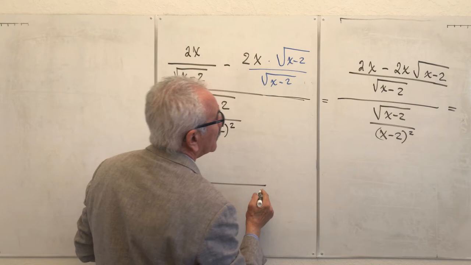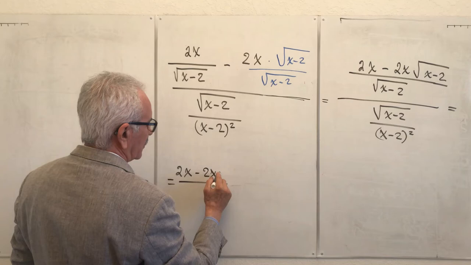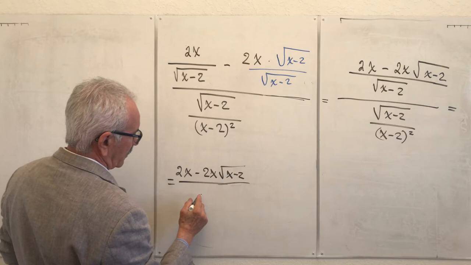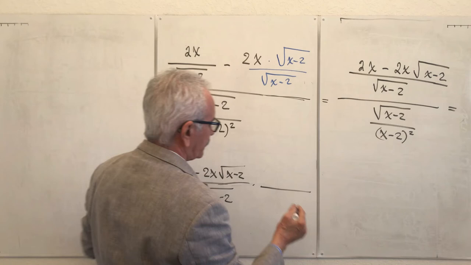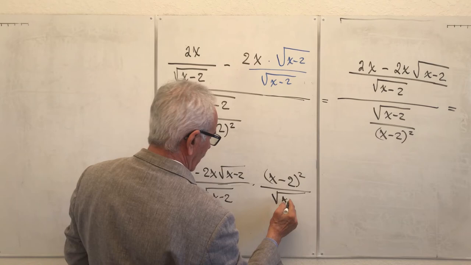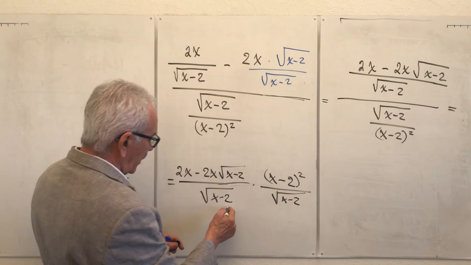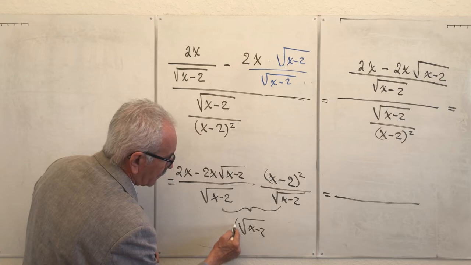So for the first part, 2x minus 2x square root of x minus 2 divided by square root of x minus 2 times, now switch, x minus 2 squared divided by x minus 2. As you can see, on the denominator we have square root of x minus 2 squared. They cancel. So we have here x minus 2.